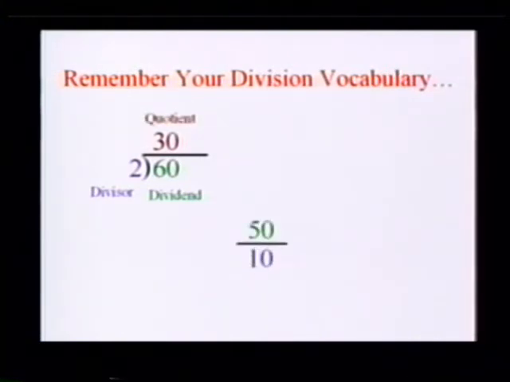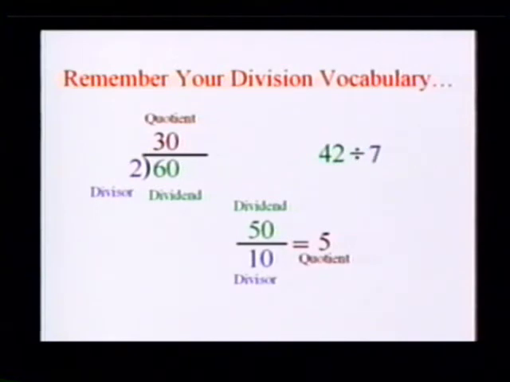Now, it may also look like a fraction. You say the numerator divided by the denominator, but we could also call the numerator the dividend, the denominator the divisor, and the answer, of course, the quotient, okay? Could even look like this, where in this case, the 42 is the dividend, 7 is the divisor, the thing doing the dividing, and the answer is always the quotient in a division problem.